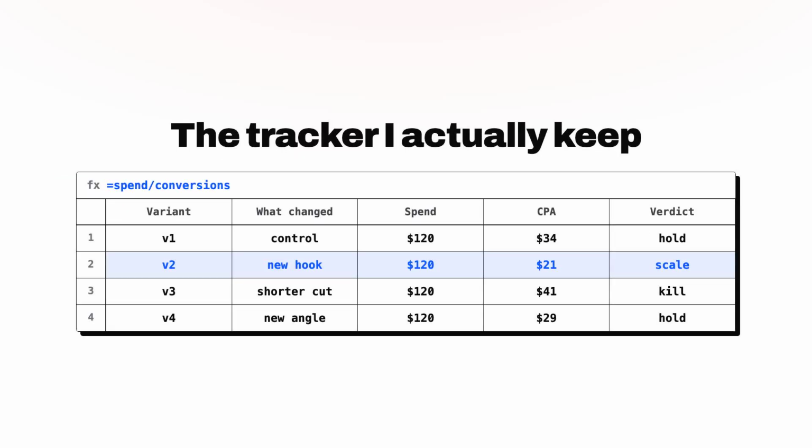And this is the tracker, which is genuinely just a sheet. One row per variant, what changed, what it cost, and a verdict. If you can't fill in the what changed column, the test was worthless. Okay. That's the 4 rounds. Now the part you're actually here for.